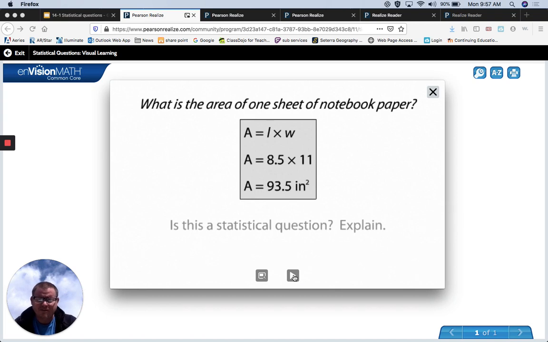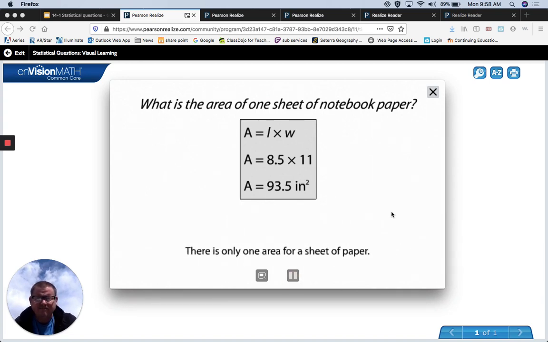If you look at this one, we want different answers if we want a statistical question. So does this provide different answers? If we want to know the area of one sheet of paper, there's your formula, length times width. A standard piece of notebook paper is 8.5 inches by 11 inches. If you multiply them together, you get 93.5 inches squared. So the area of one sheet of paper is this. Is this a statistical question? There is only one area for a sheet of paper. Since there is only one answer, this is not a statistical question.